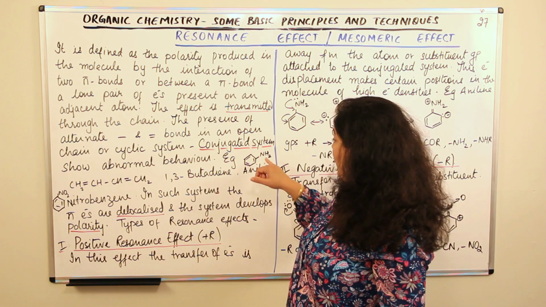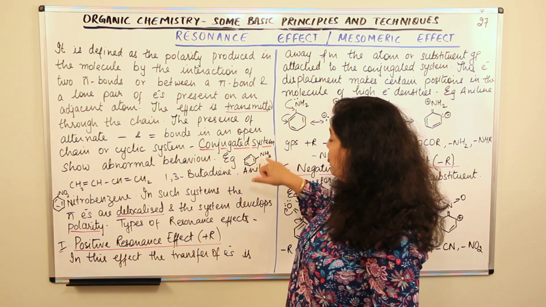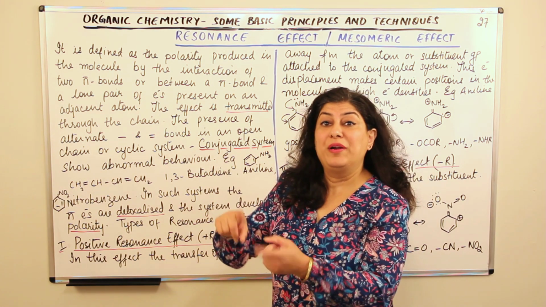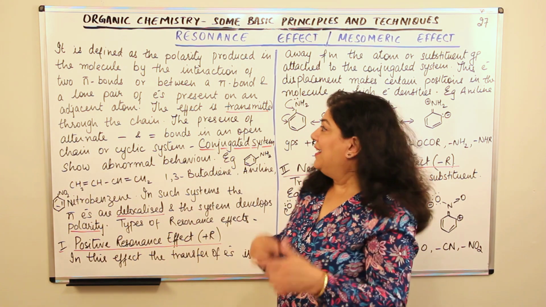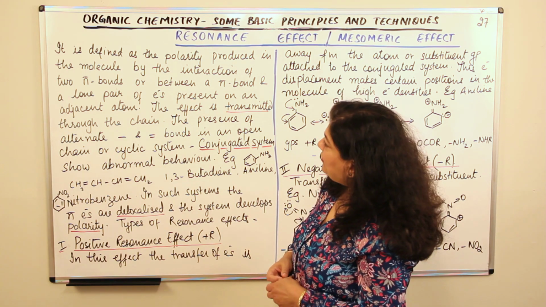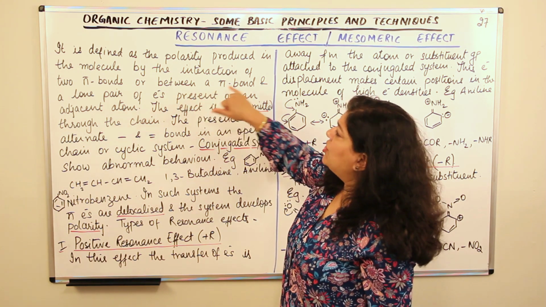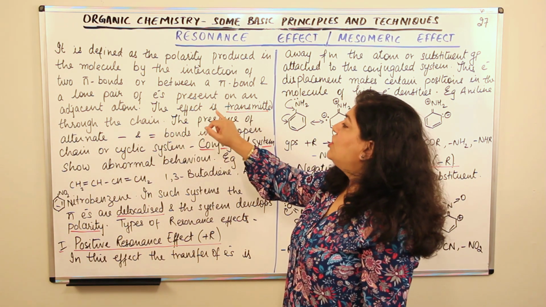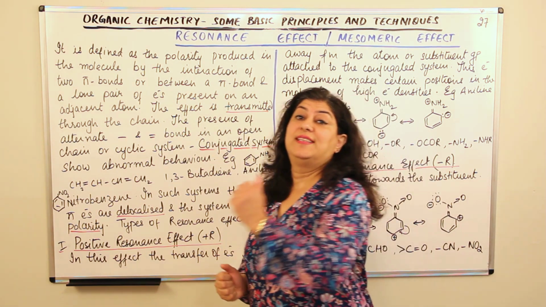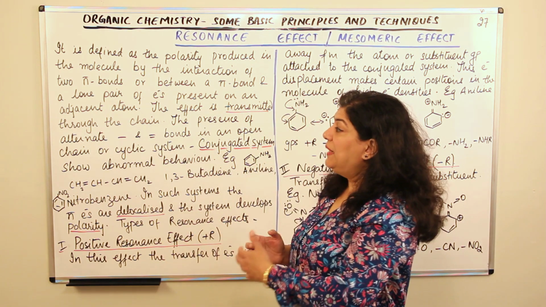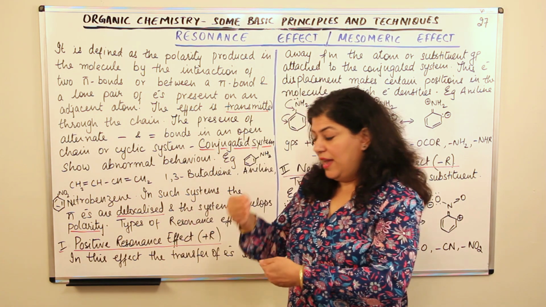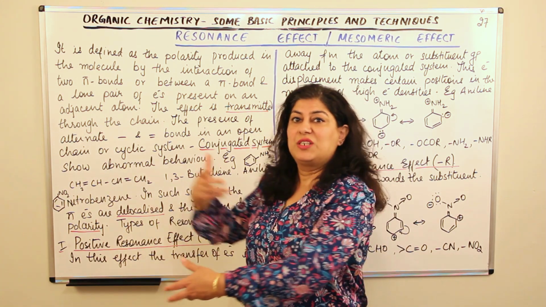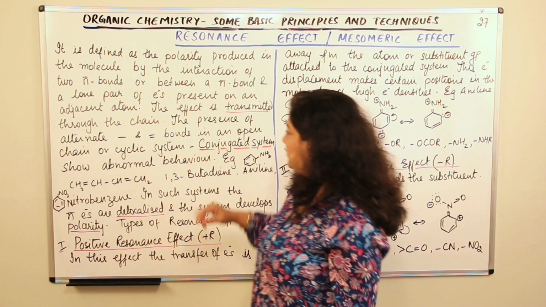pi bond and a lone pair of electrons. For example, in this case, you have nitrogen and aniline. Nitrogen has a lone pair of electrons. That lone pair of electrons will participate in resonance. So it is the interaction of two pi bonds or between a pi bond and a lone pair of electrons which is present on an adjacent atom. This would only be possible if every alternating bond is either a double bond, single bond. Every alternating bond should be similar.